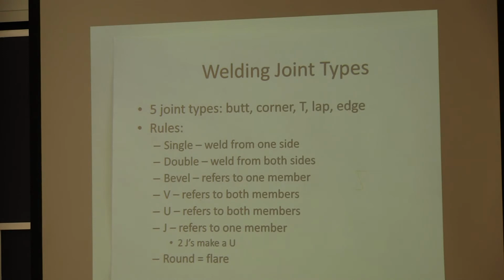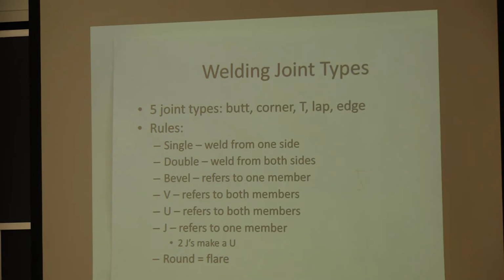is, where I drew this here, this would have actually been a double bevel because both of the plates were beveled. A single bevel just means that only one of the plates is beveled. So double means both, or welded from both sides. Bevel refers to one of the members, so you can single bevel that or double bevel it. Actually, I think I said this wrong. This would be a single bevel weld because it would all be welded from this side.